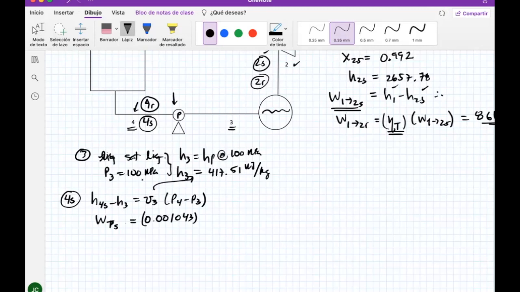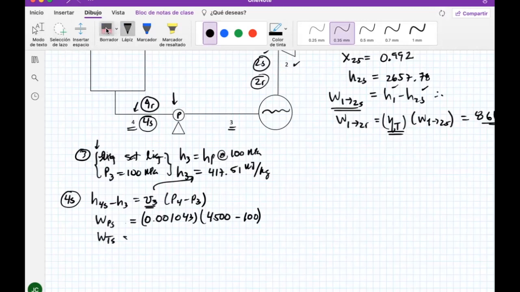So how do I get this specific volume? This specific volume comes from this state at 3. Then I have kilopascals, that's the maximum pressure, minus the minimum pressure, minus 100 kilopascals. Therefore, my WPS, I'm sorry, this is not the turbine, this is the pump.